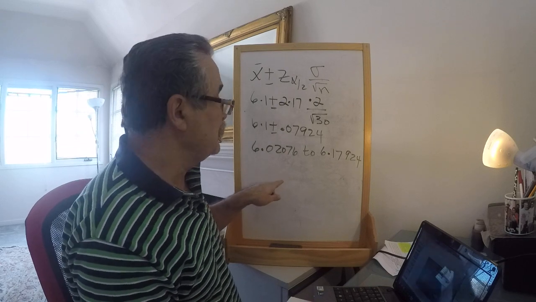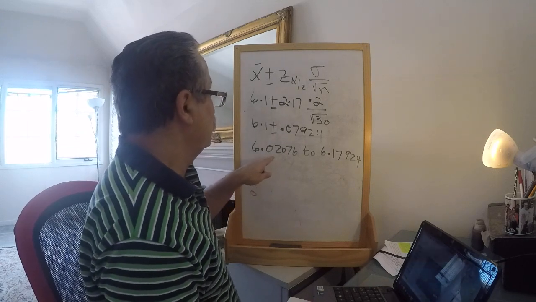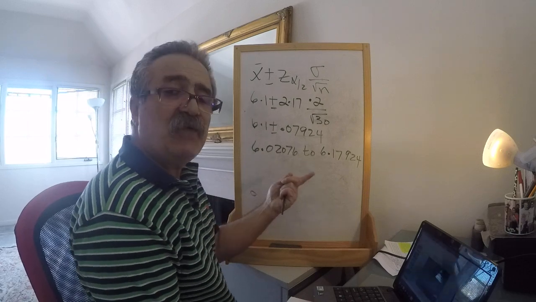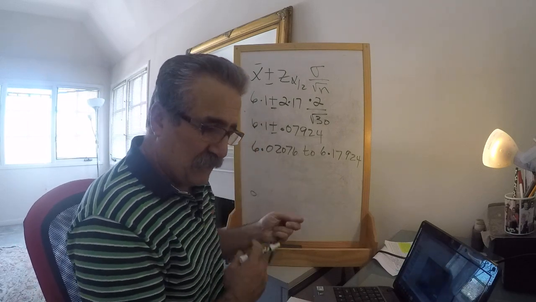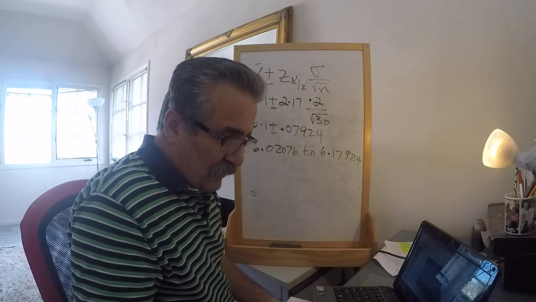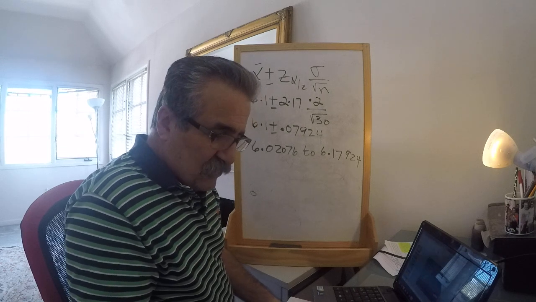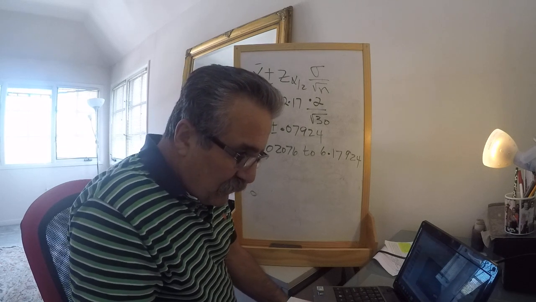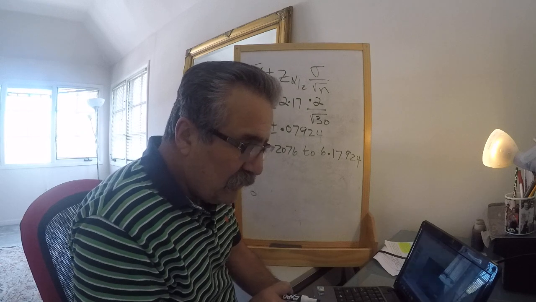If 6 was within the range, then we would accept. But in this case we have to reject the H0. This is on slide number 38.